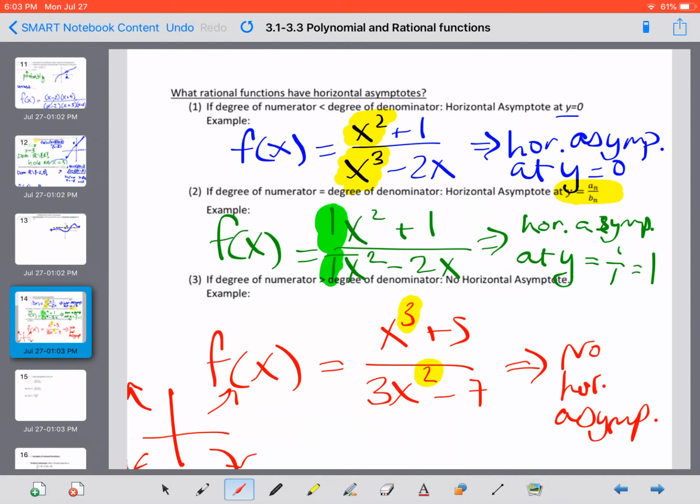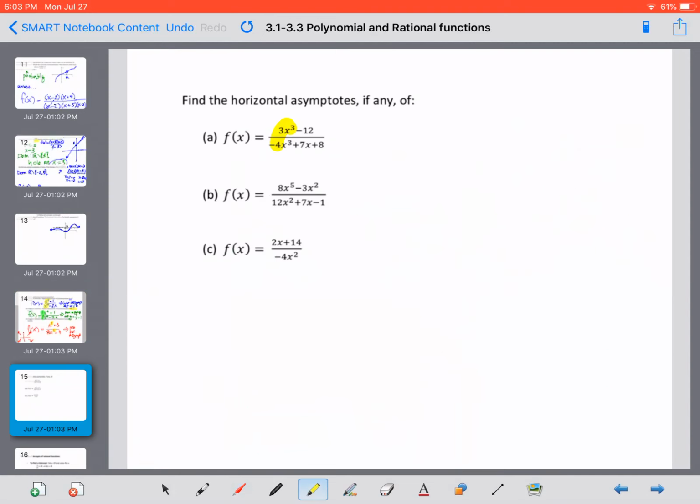All right, let's look at a couple of examples. Let's say we wanted to find the horizontal asymptotes for these three functions. 3x cubed minus 12 over negative 4x cubed plus 7x plus 8. Remember, what we need to do is compare the degree of the top to the degree of the bottom. They're equal in this case. They both have degree 3, which means we will have a horizontal asymptote.